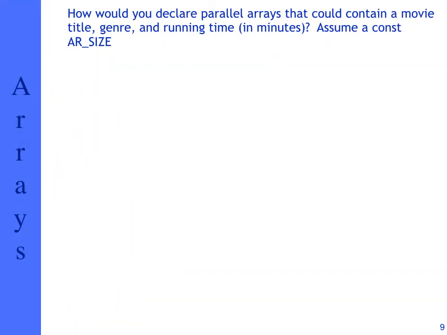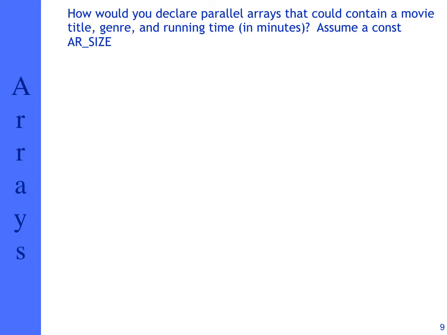Okay, what else are we going to look into here? Let's look at some more examples. How would we declare parallel arrays that could contain a movie title, the movie genre, and the running time in minutes? So we're going to assume a constant ARSIZE.